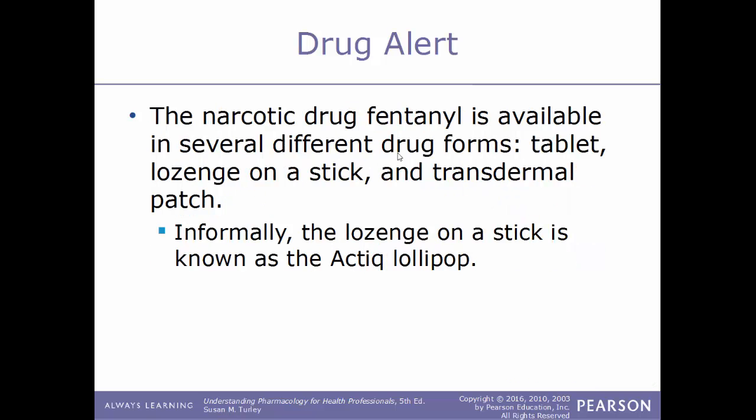The narcotic drug fentanyl is available in several different drug forms. It can be given in a tablet, a transdermal patch, or even a lozenge on a stick. And informally, when it's given in that form, it's called the Actiq lollipop. And Actiq is the trade name for that drug.